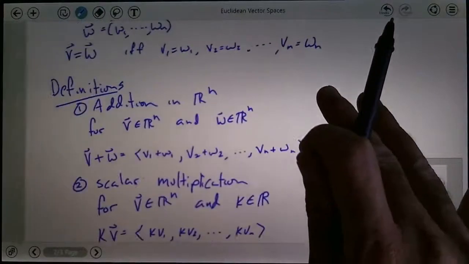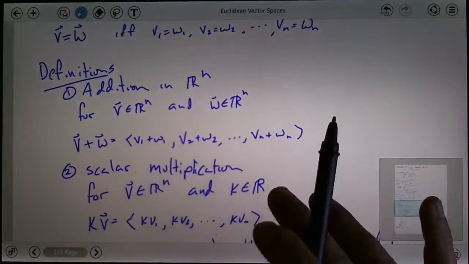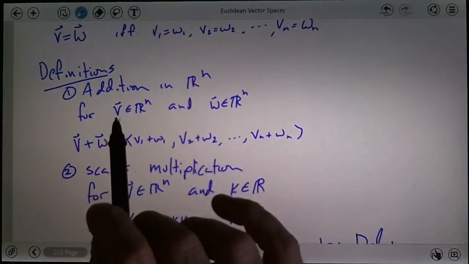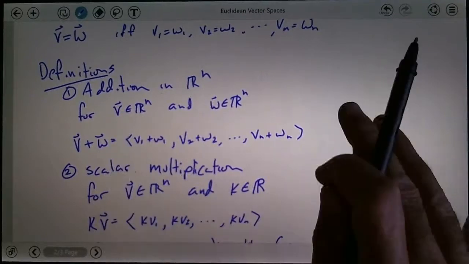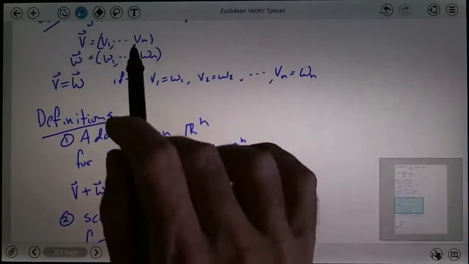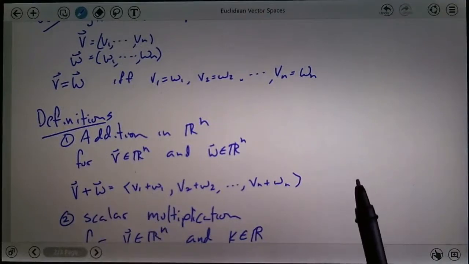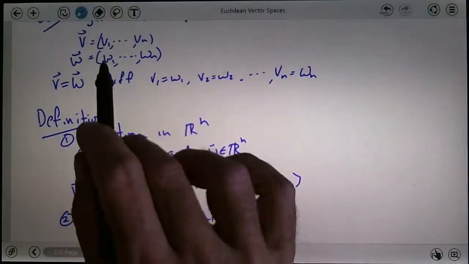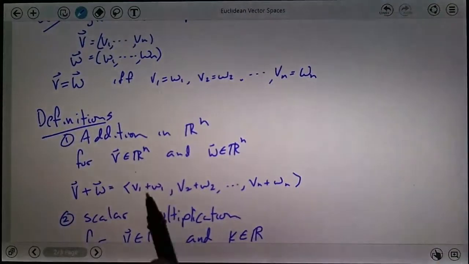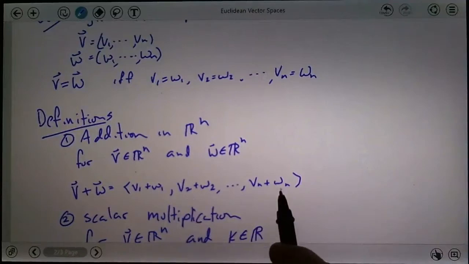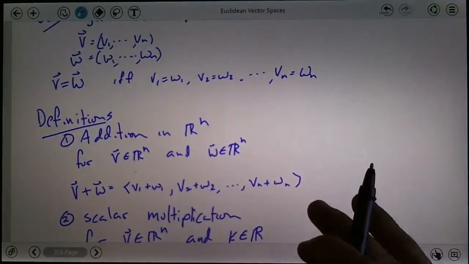Okay. Now, a little arithmetic. How do I add? Given two vectors in Rn, v and w, which I'm thinking of as the same coordinates, same components, I add them by adding corresponding entries, kind of like we did with matrices. If you think of this as one row matrix and another row matrix, and you add them together, then you add the first entries, you add the second entries, and so on down the line to the nth entries.